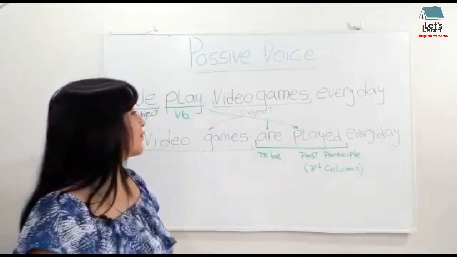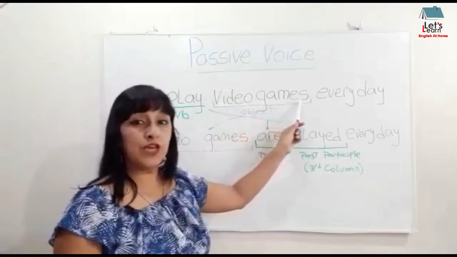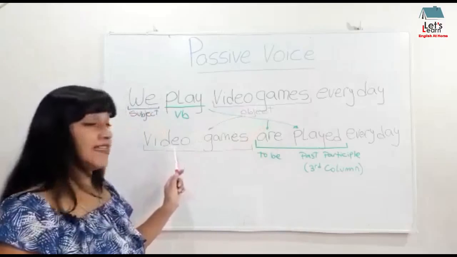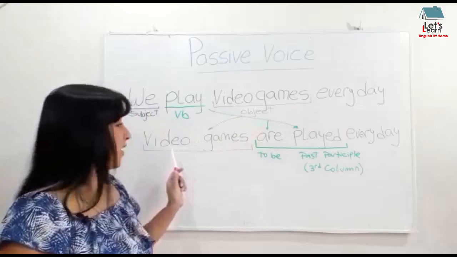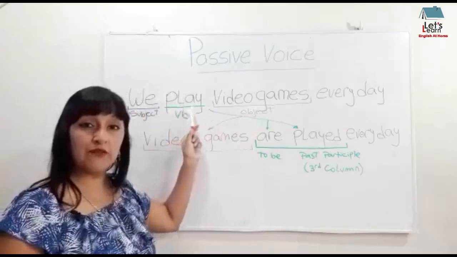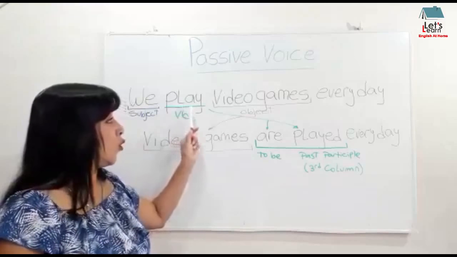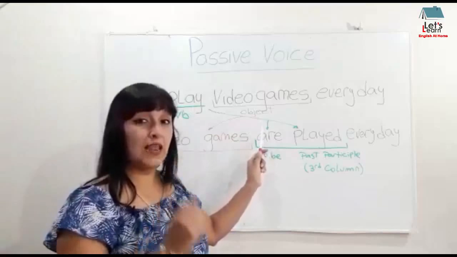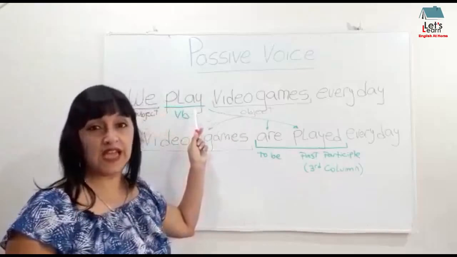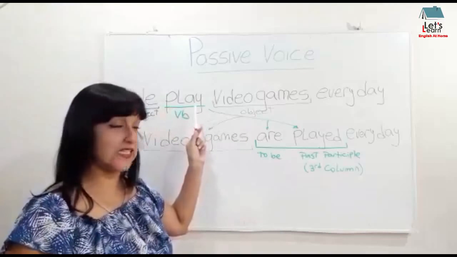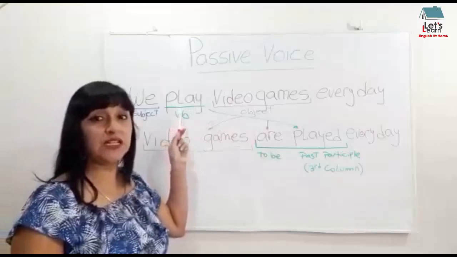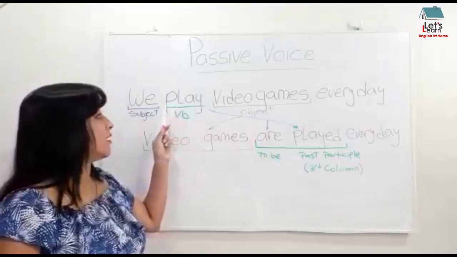Have a look. We will move the object of the sentence to the subject position. It is now more important. Video games. What happens with the main verb of the sentence? We will put it with two elements: the verb to be in the same tense as the original sentence. The verb to be is in the present because the original sentence was in the present.